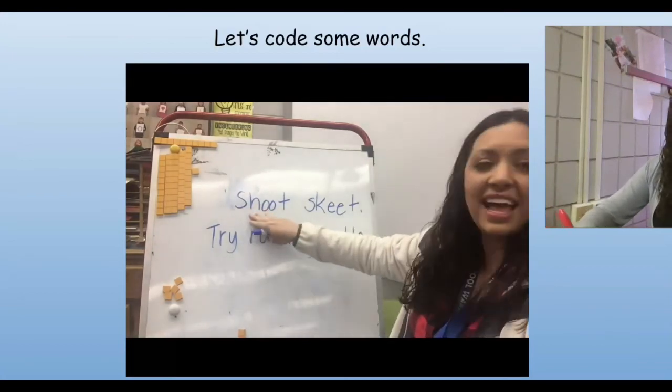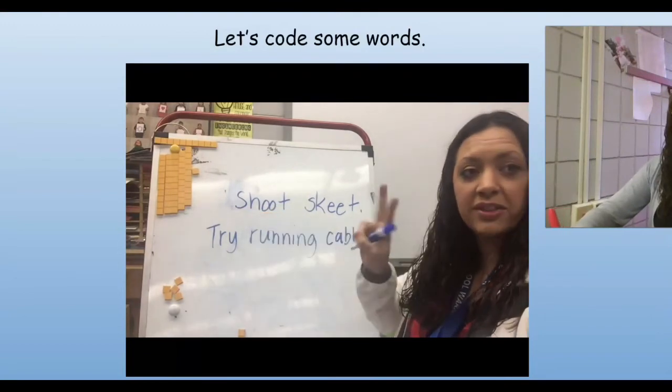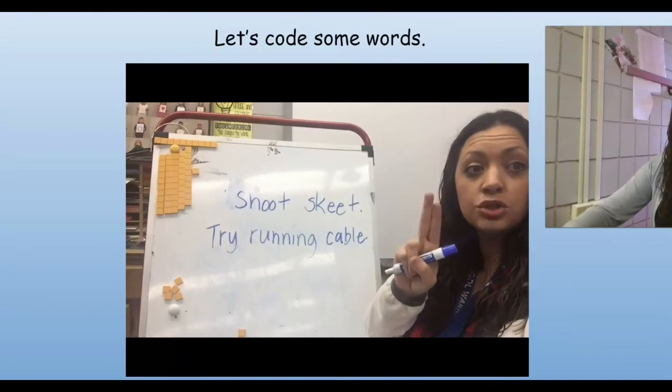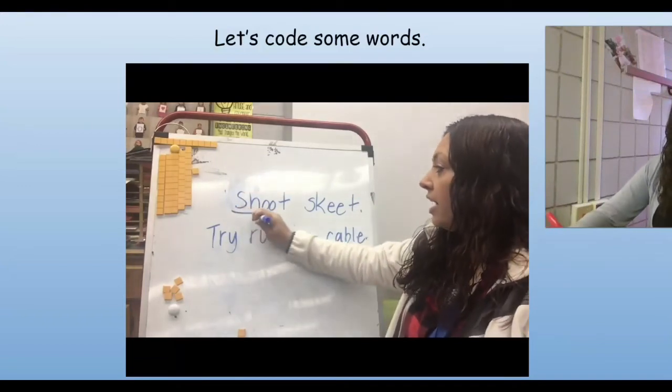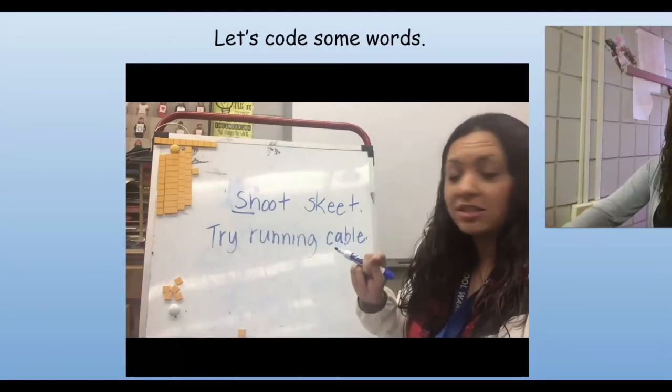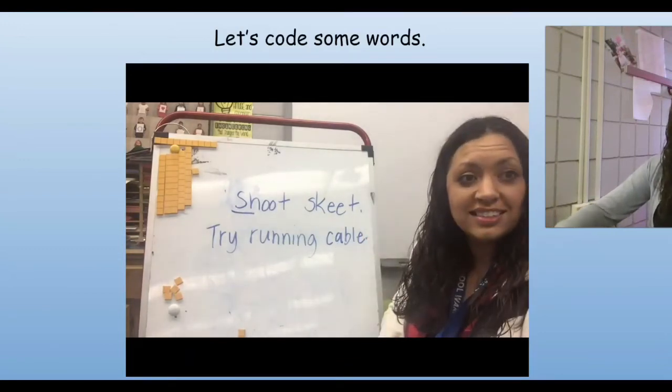That's right. It's got that SH digraph, which we know that SH in a digraph is 2 letters that make one sound and they say shh. So I'm going to underline that because I know that that's one sound. Okay, what else do you notice?